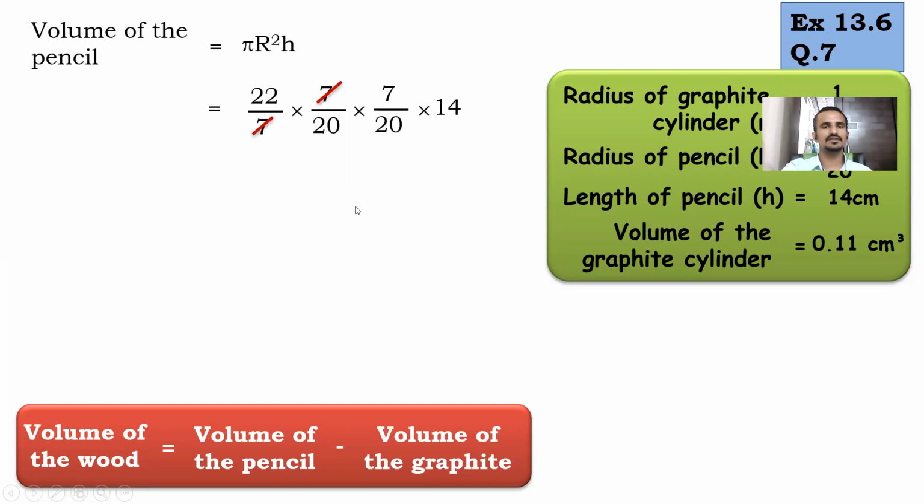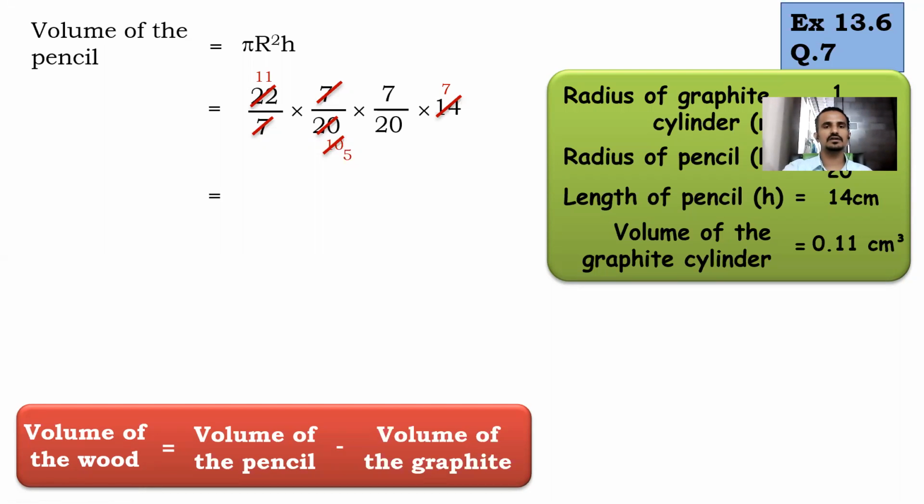7 gets cancelled with 7 directly. 22 and 20 can be divided by 2. So 2 tens are 20 and 2 elevens are 22. Now 14 and 10 can also be divided by 2. So 2 fives are 10 and 2 sevens are 14. In the numerator we have 11 into 7 into 7. In the denominator we have 5 into 20. So now there is no division possible directly.